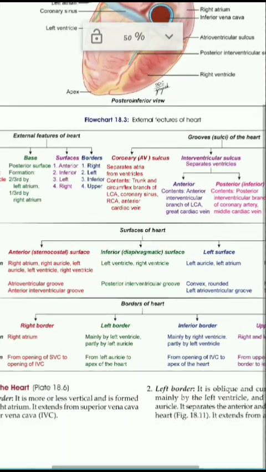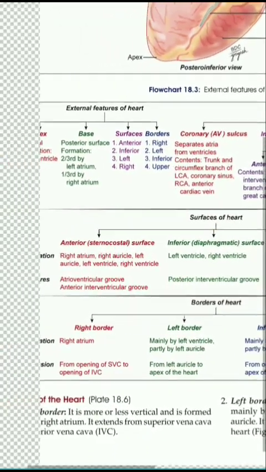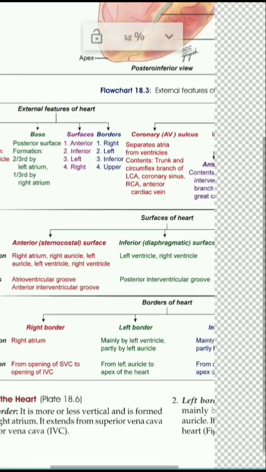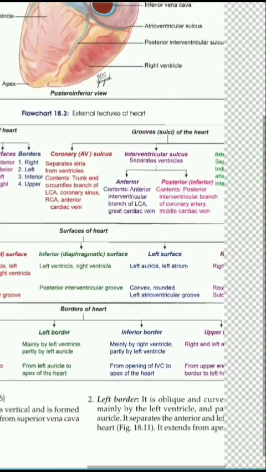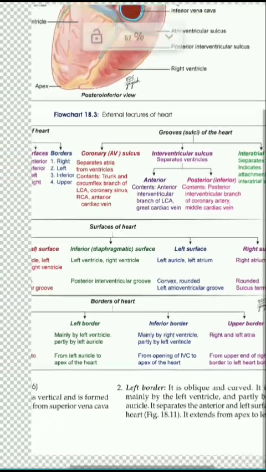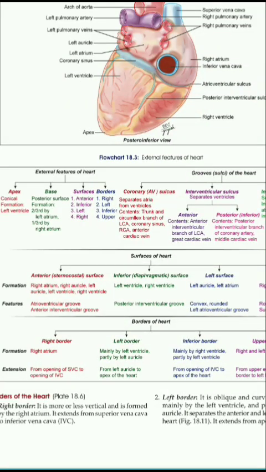We see the surfaces of the heart: anterior sternocostal surface, inferior diaphragmatic surface, and left and right surfaces. The anterior surface is composed of right atrium, right auricle, left ventricle and right ventricle. Basically all these structures are related to the anterior sternocostal surface, and features are atrioventricular groove and anterior interventricular groove.